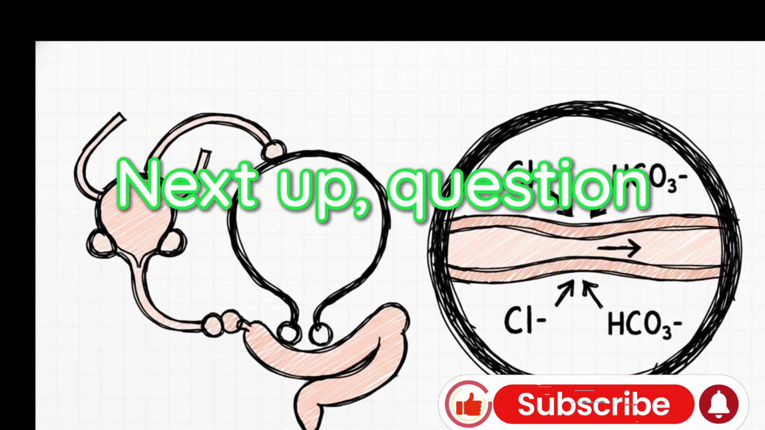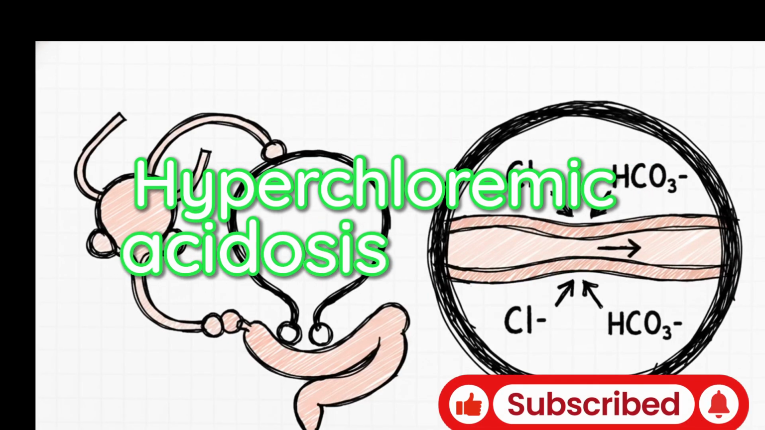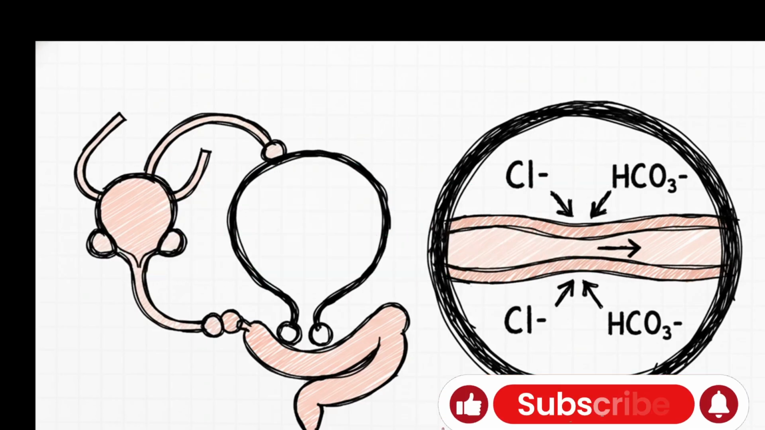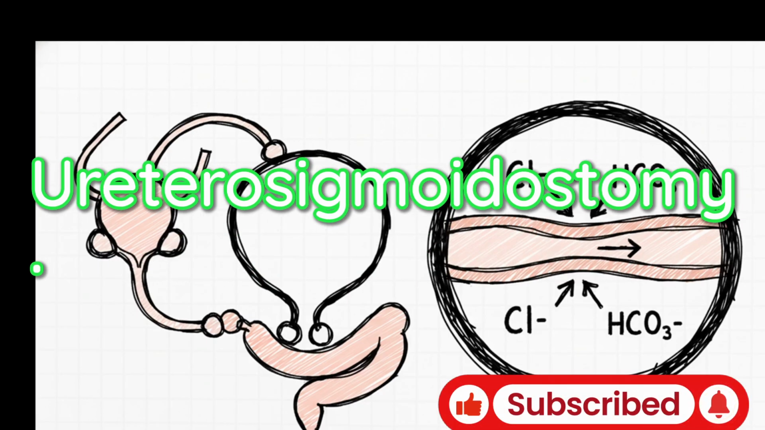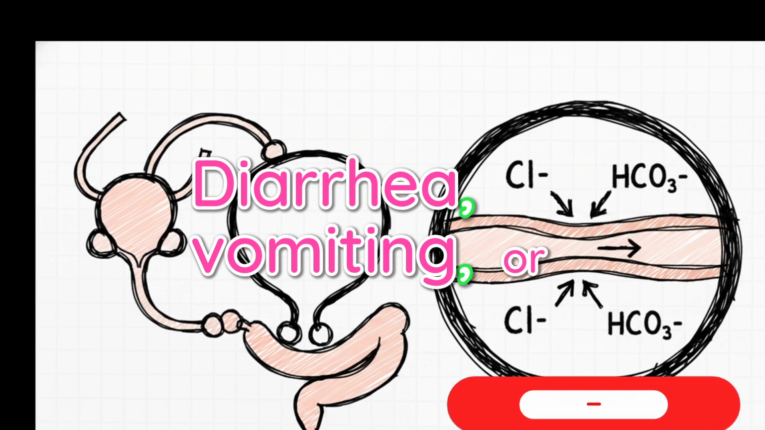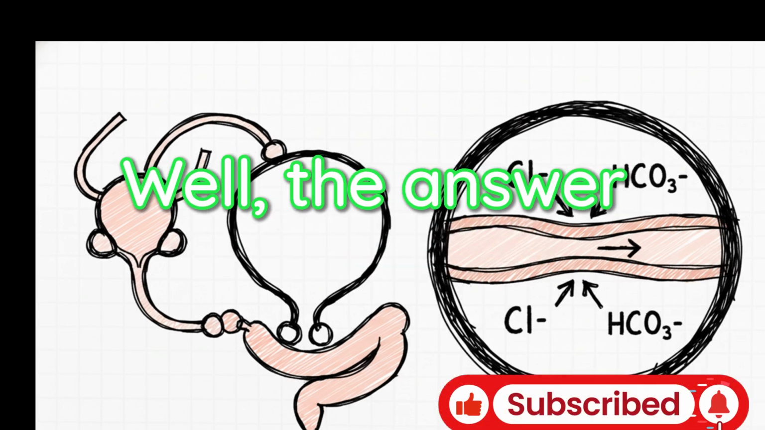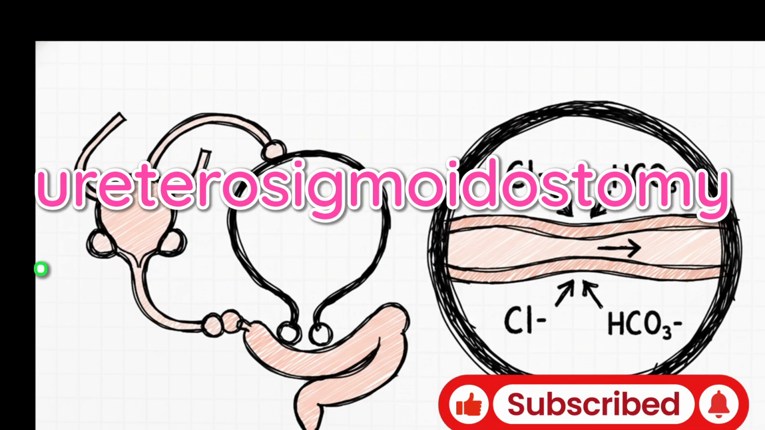Next up, question 22. Hyperchloremic acidosis is a common complication of what? Ureterosigmoidostomy, diarrhea, vomiting, or ileostomy? Well, the answer here is A, ureterosigmoidostomy.